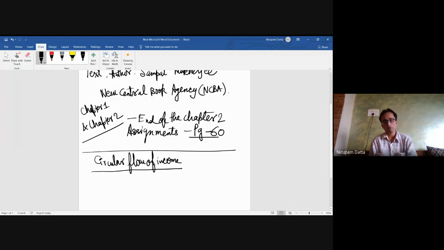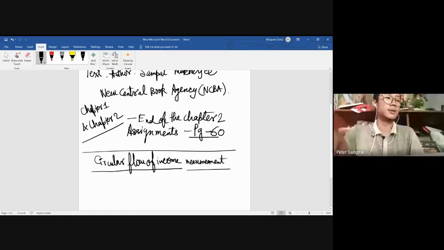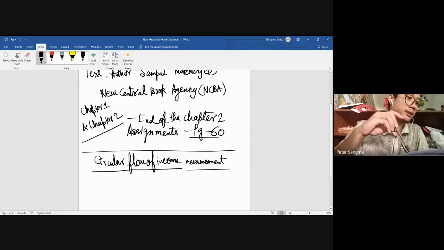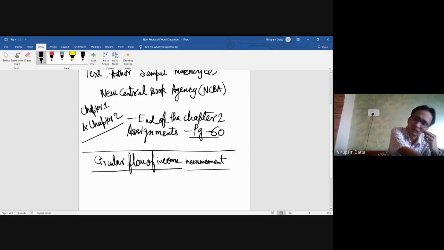Peter, how is circular flow of income measured? Is it the one where household and business firms, the diagram? Yes, household and business firms, the diagram. So you have to explain the diagram.